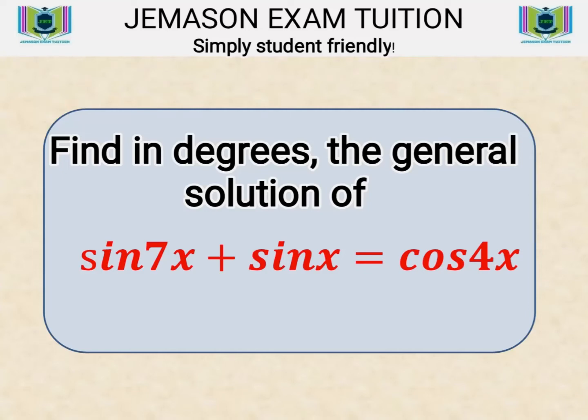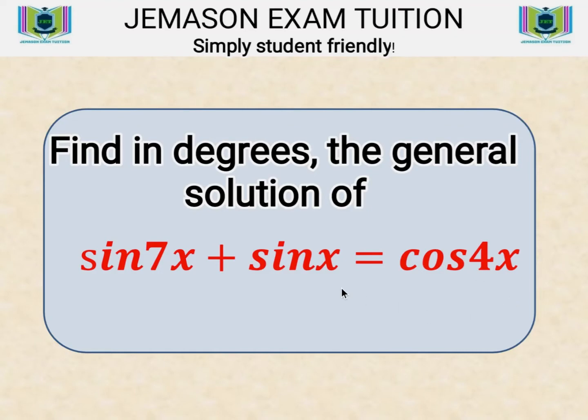Hello, welcome. In this session, we look at this question which involves a trigonometric equation to solve. And the question says, find in degrees the general solution of sine 7x plus sine x equals cos 4x.